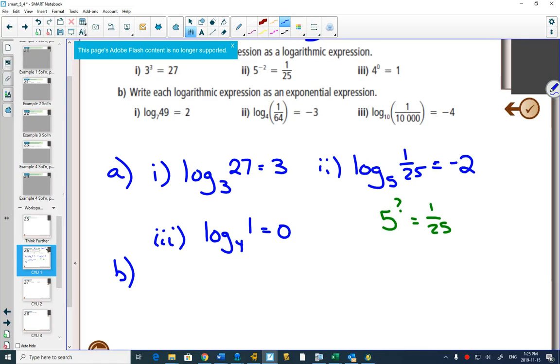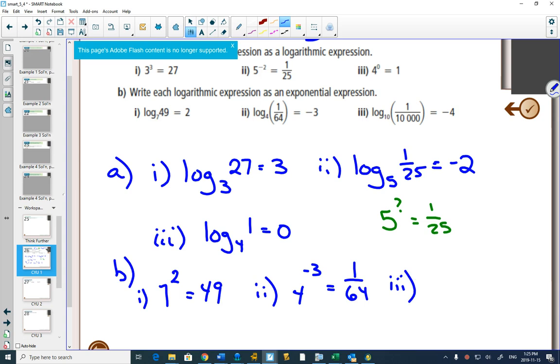Now we have the logs. We write them in exponential form. For I, the base is 7. The exponent is 2. Answer is 49. The base is 4. The exponent is negative 3. Base is 10. Exponent's negative 4. So try 5, 6, and 8.